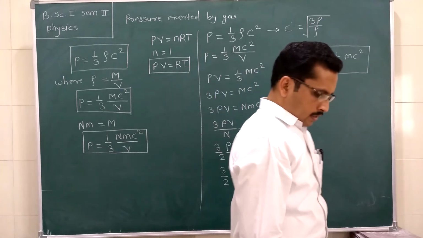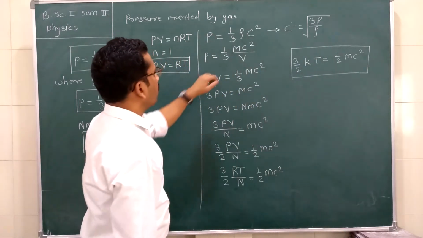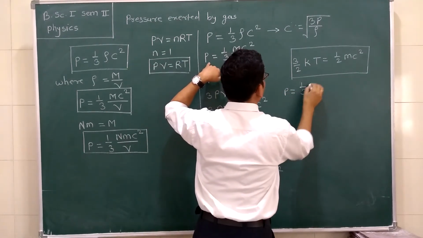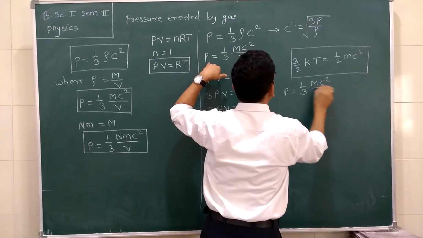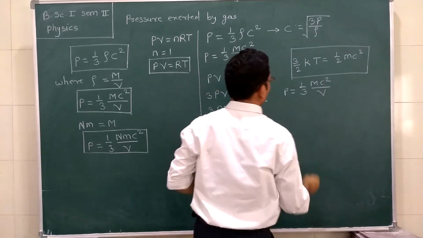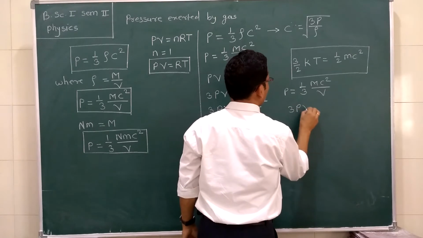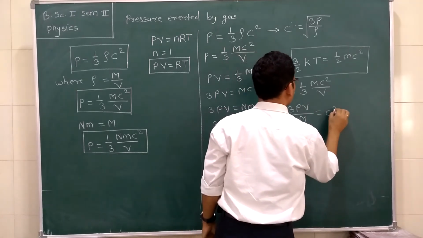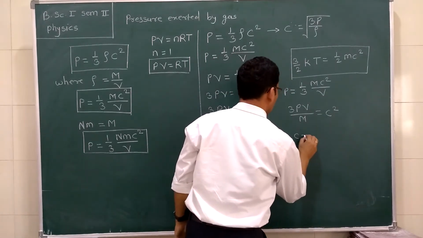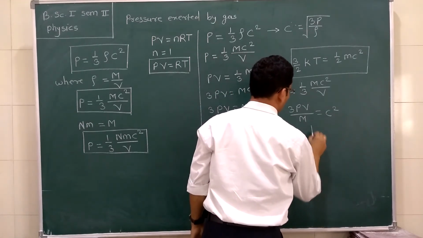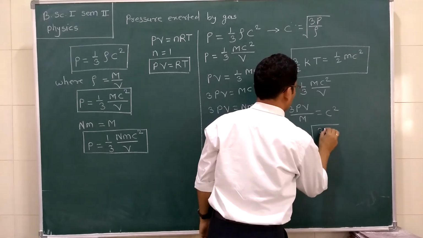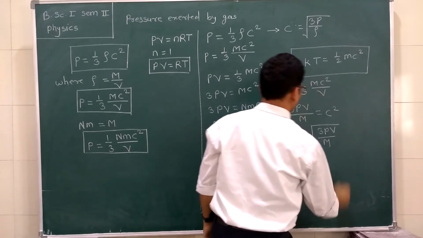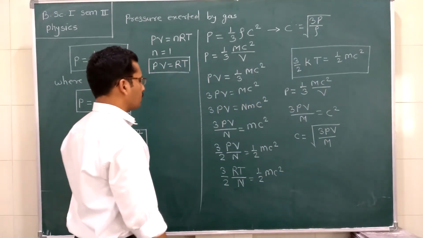Now from this equation we can write P is equal to 1 by 3 mc square divided by V. So we can write 3PV divided by M is equal to c square. So c is equal to under root 3PV divided by M. So this is another equation for the RMS velocity.